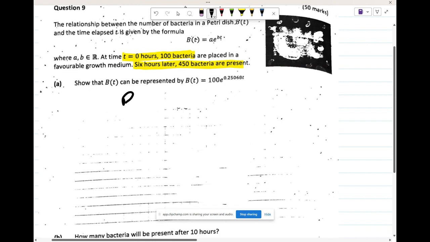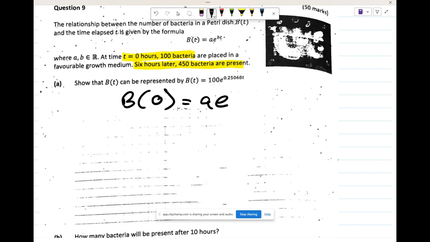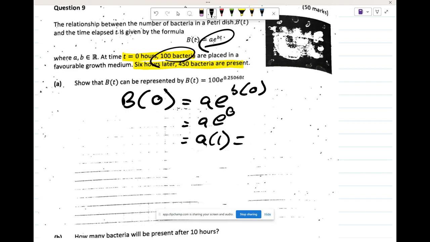Okay, so it says if time equals 0 hours, our function is going to be this, so A e^(B times 0) for t. And we know that 0 times anything is 0, and e to the power of 0 is 1, and 100 bacteria. So our output, B of 0, is going to be 100. So now we know that A times 1 is just A, and A is 100, and that's exactly what we wanted. Okay, great.